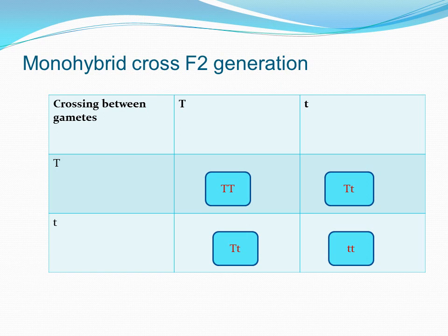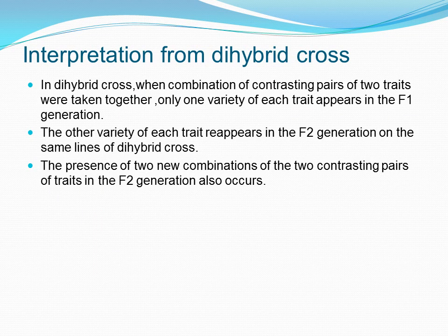Now let us move on to the interpretation of the dihybrid cross. What did he interpret in this dihybrid cross? He said that when a combination of contrasting pairs of two traits were taken together, only one variety of each trait appeared in the F1 generation. That we have seen in the Punnett square earlier, and we will revise that Punnett square at the end. The other variety of each trait reappears in the F2 generation.